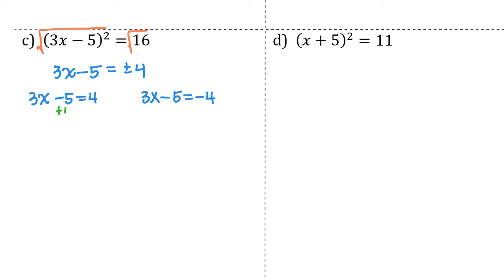Okay, plus 5, 3x is 9. Okay, I got x is 3 for one of my answers. Okay, let me do the other one now. Plus 5.